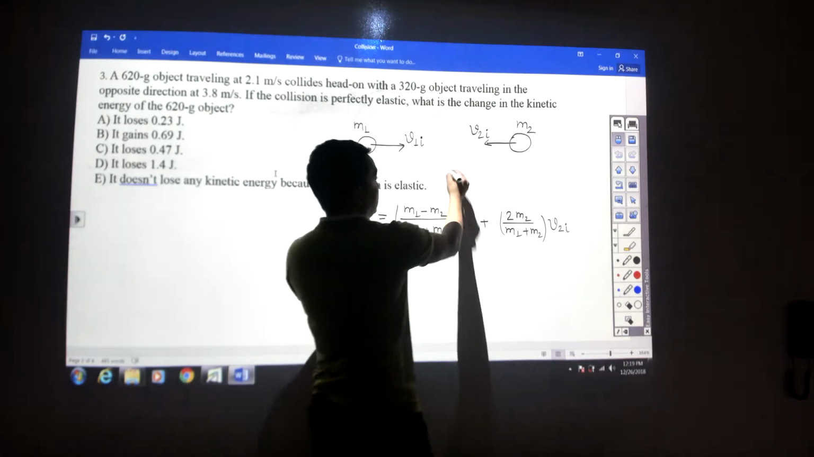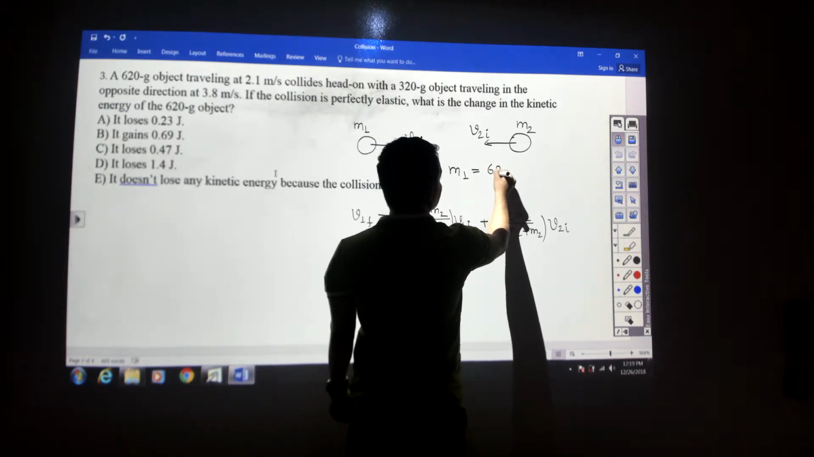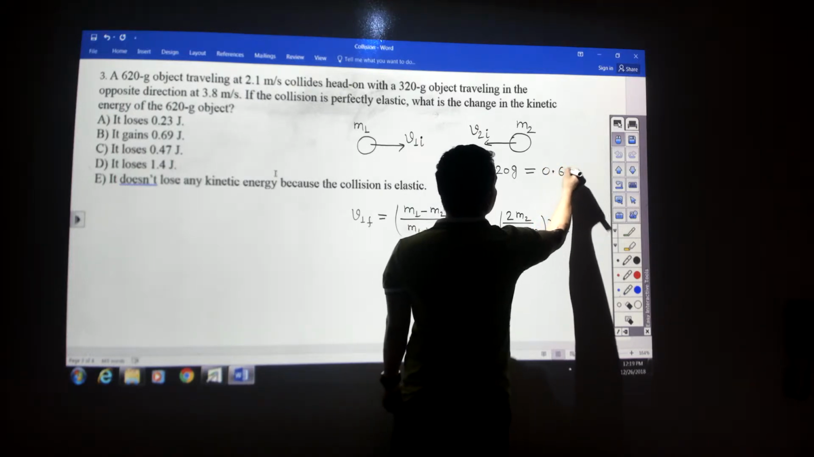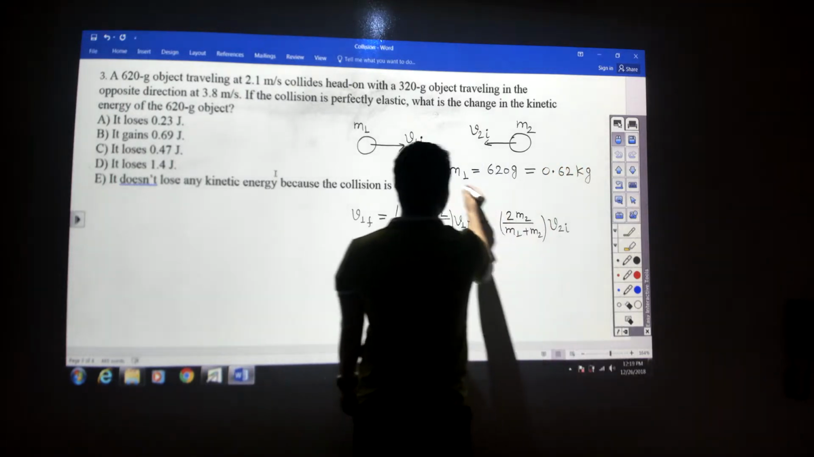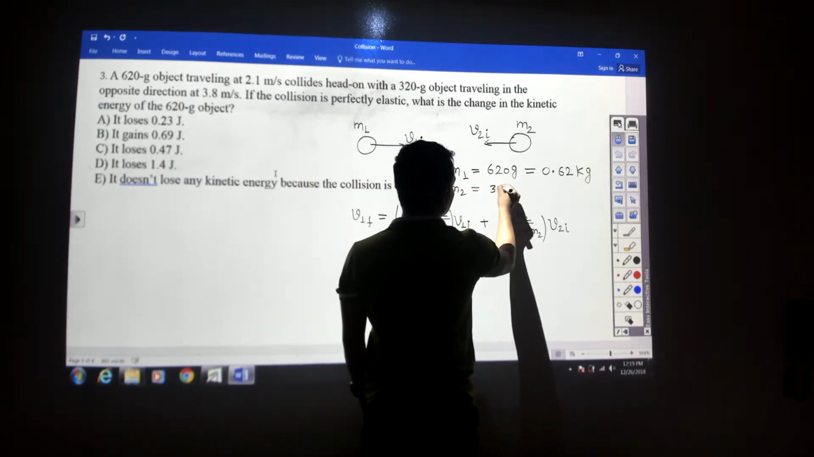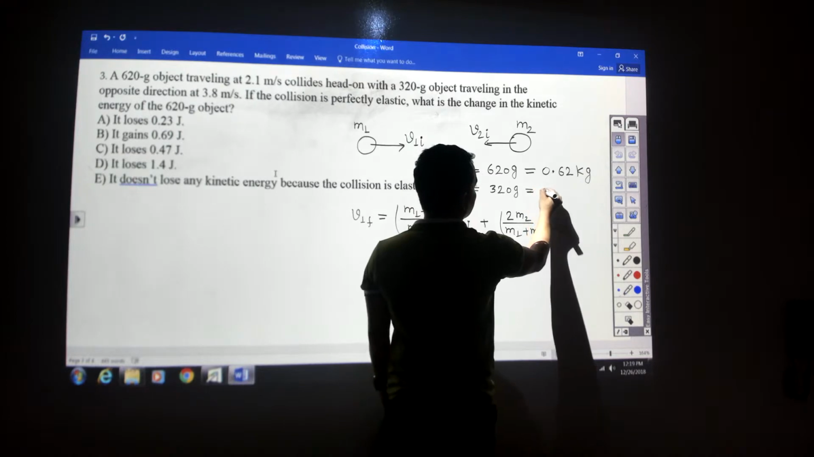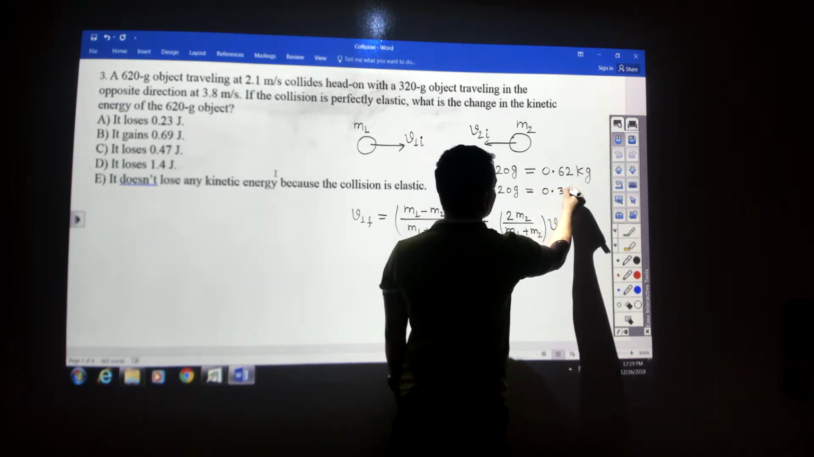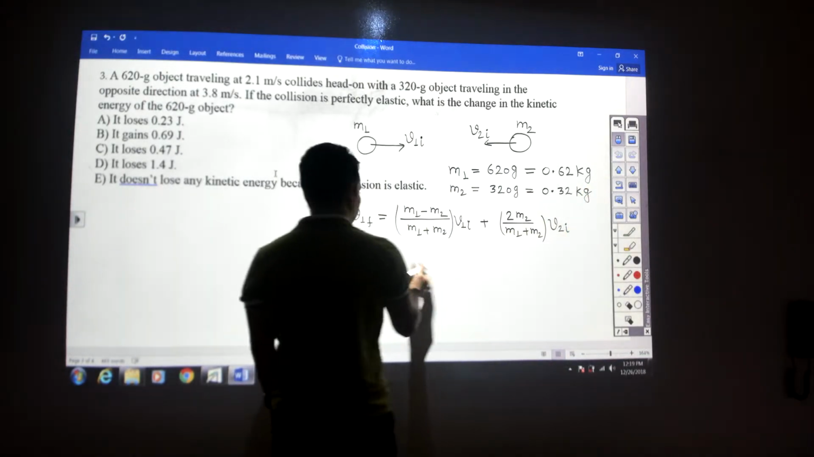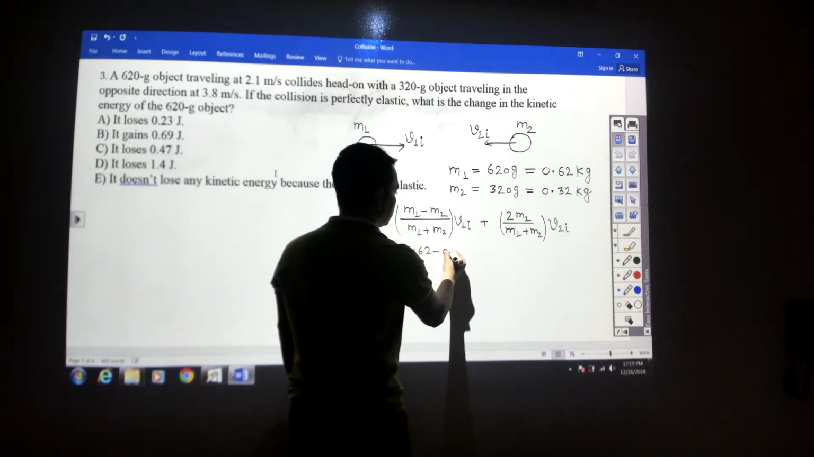What is the mass m1? The mass is 620 gram. You need to change this to kilogram, which is 0.62 kilogram. The mass m2 is 320 gram. Again, you need to change this to the SI system, so divide by 1000 and you get 0.32 kilogram. Now plug in all the numbers. The mass is 0.62 and 0.32.